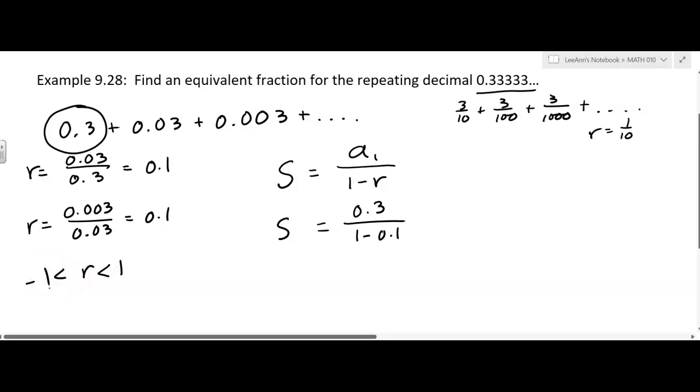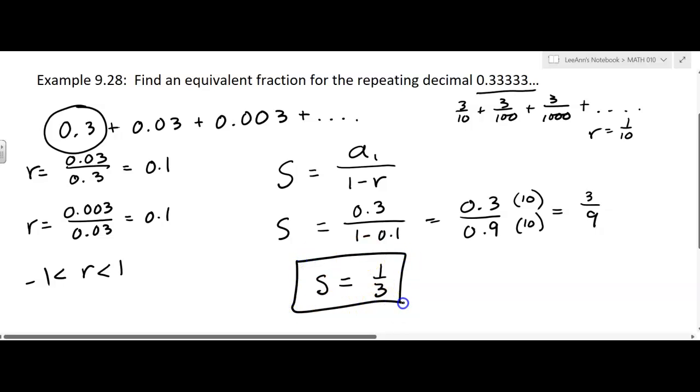Okay, so this is going to be 0.3 over 0.9 if you do that subtraction. And so you can divide that out. You could multiply by 10. This is my cheaty way of doing it. Multiply the top and bottom by 10, so you get 3 over 9, and then reduce the fraction. So it's 1/3, which you probably knew, but you could do this same process for a repeating decimal that you didn't know.